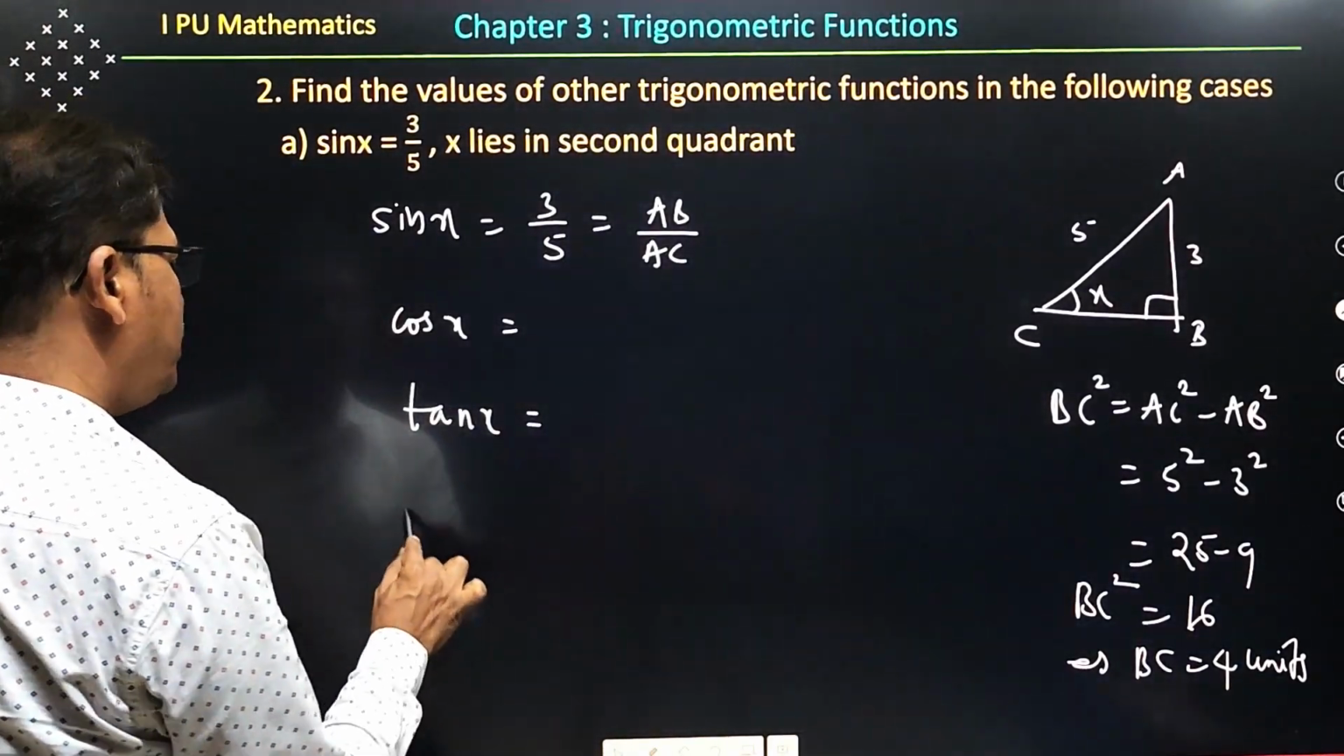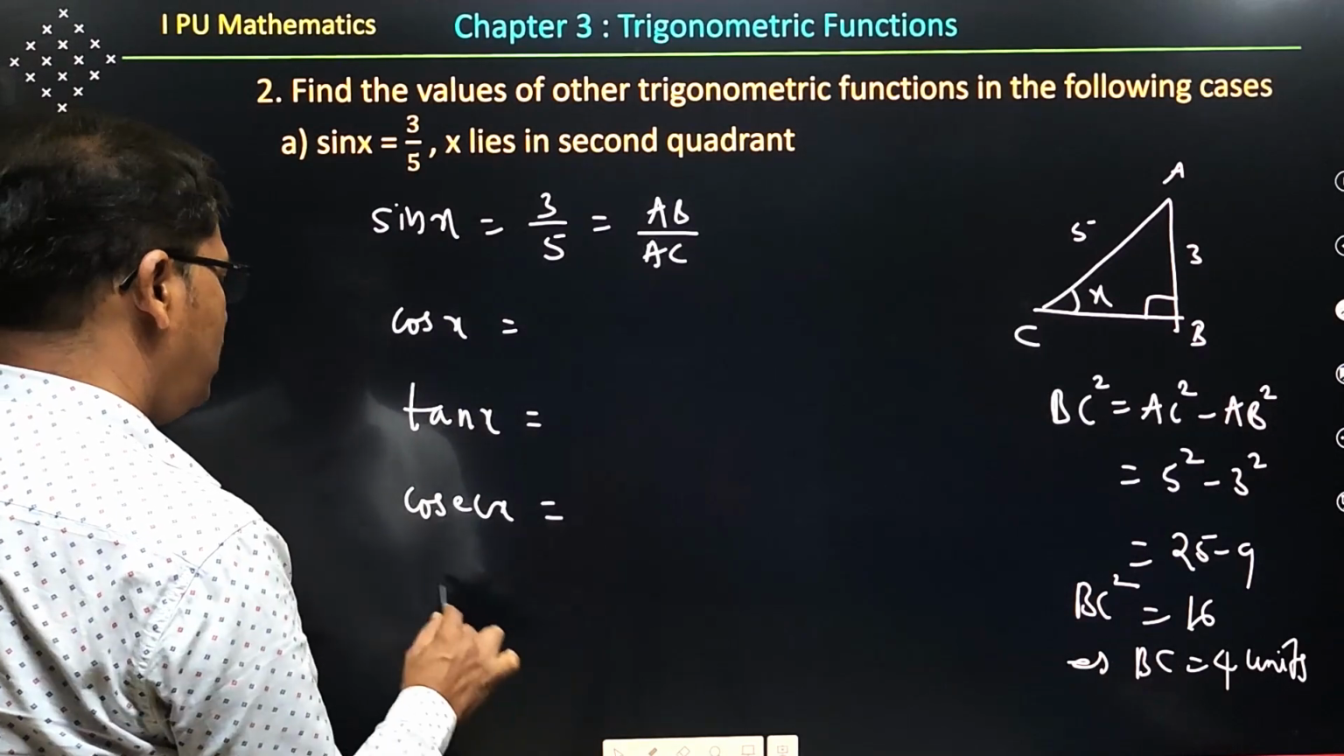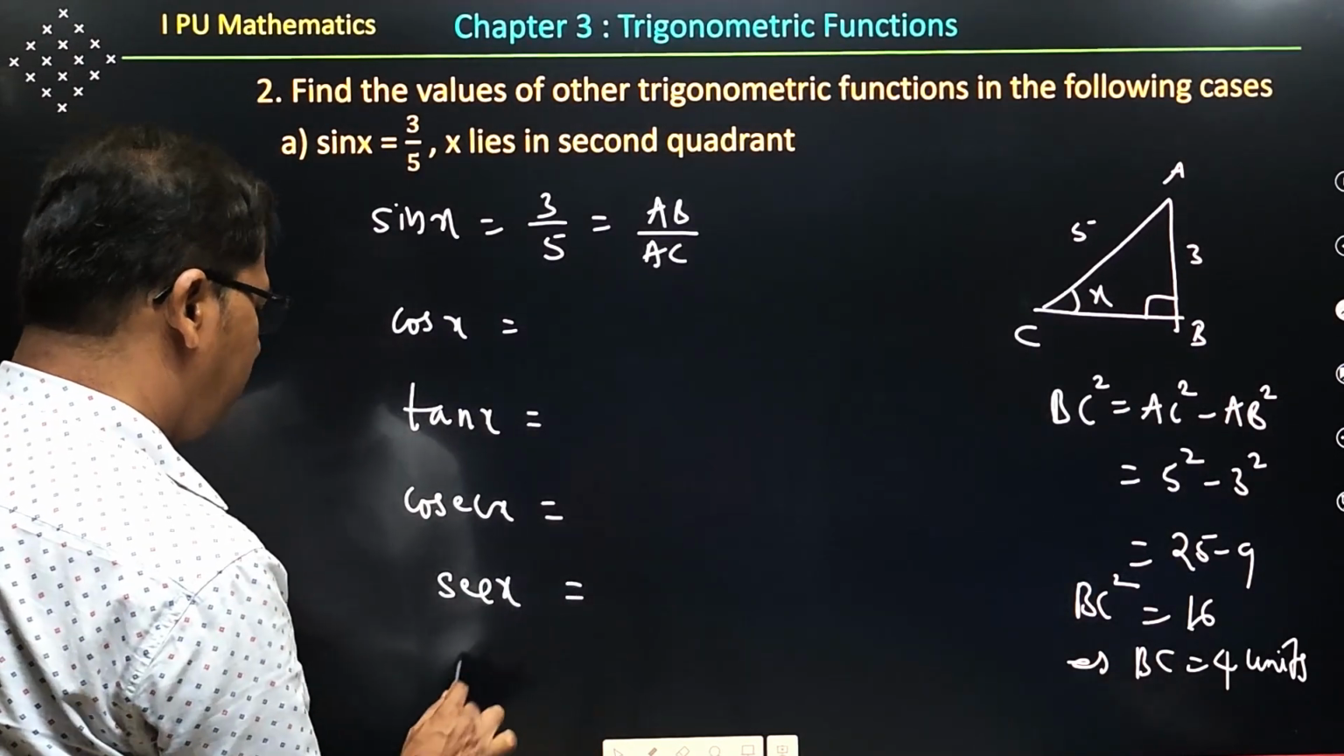Then cosec x is equal to what? Sec x is equal to what? And then cot x is equal to what?